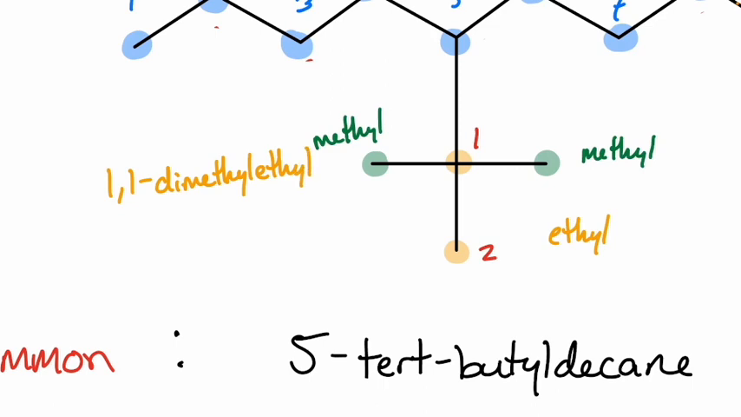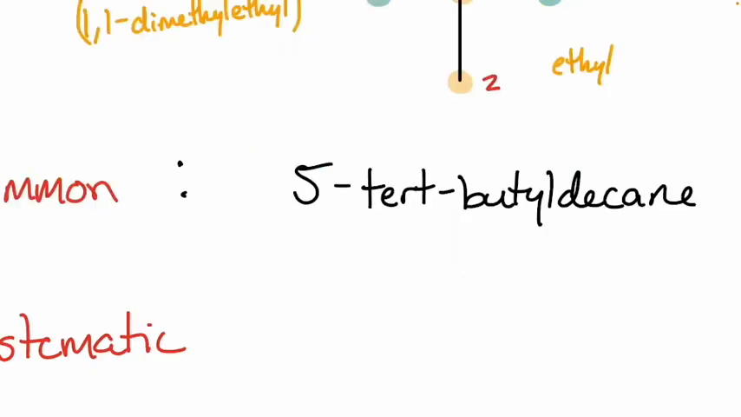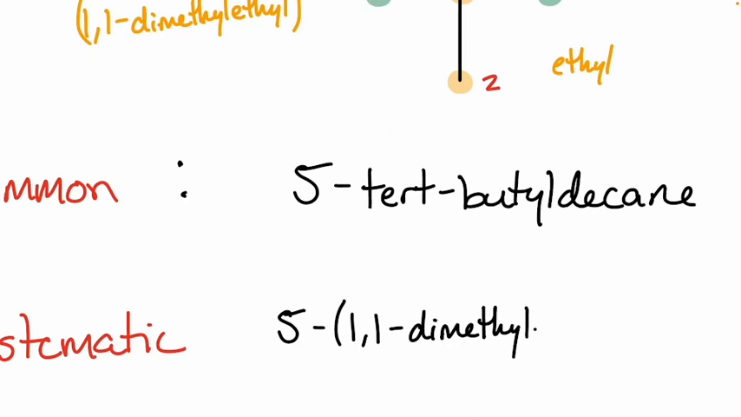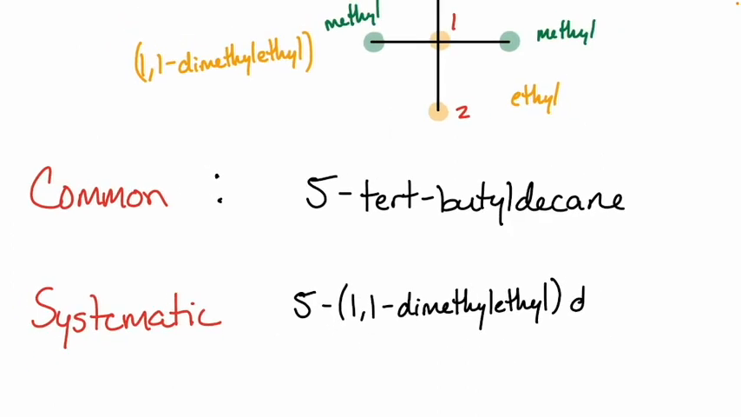All right, and when we put it in our name, we're going to put it in parentheses, right? So this would be 5-(1,1-dimethyl ethyl) decane. Again, kind of all smushed together as one.